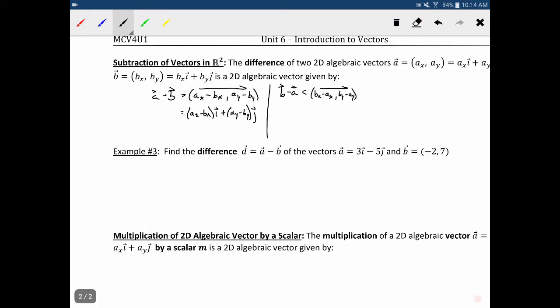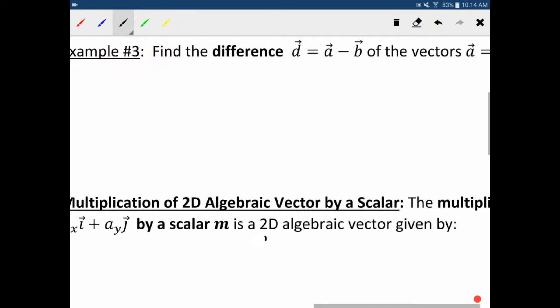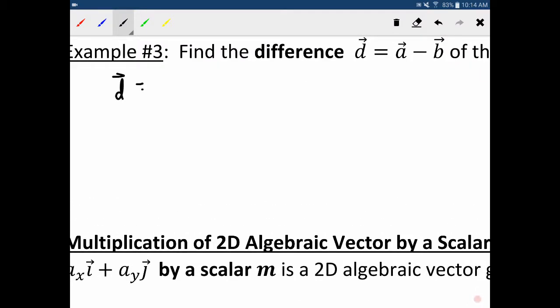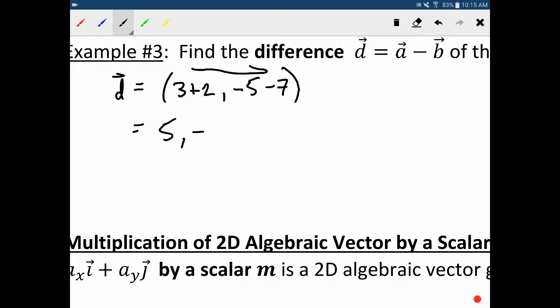Okay. So if I want to find vector d here, which I'm defining as a minus b, and we do have the same vectors we did in the last one, d is just going to be 3 plus 2 this time, and then we will have negative 5 minus 7, which is (5, negative 12). Okay, and there we go.